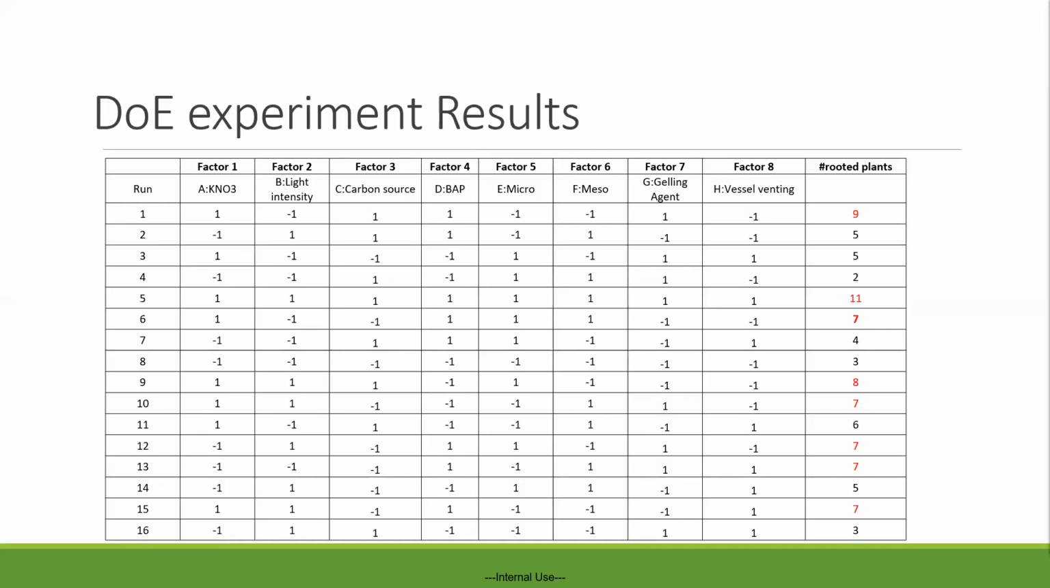So this table just repeats the table I showed earlier, but now the last column is filled. That is the data that we collected from the experiment. And the objective goal for this experiment is 7 plants or higher. So some of the treatments show promising results. The red numbers show either 7 or higher. And we will analyze the data using the Design Expert tool.